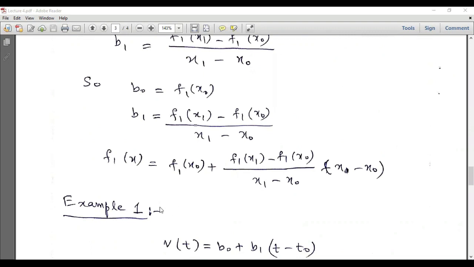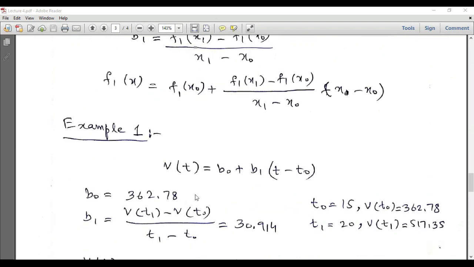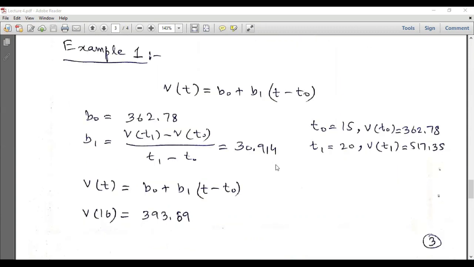So now we will solve one example to find out the value of the velocity of the rocket at t is equal to 16. Again, we have to assume t naught equal to 15, t1 equal to 20, and v t naught and v t1 are also given. So v naught is equal to v t naught, and v t naught is equal to 362.78, and b1 is equal to this expression, and we have all the values. So b1 will be equal to 30.914. So put these values in this original Newton's polynomial, first order polynomial. So v t will be equal to v naught plus b1 into t minus t naught. We can put t equal to 16 in this equation, and t naught is equal to 15. So we will get 393.69.